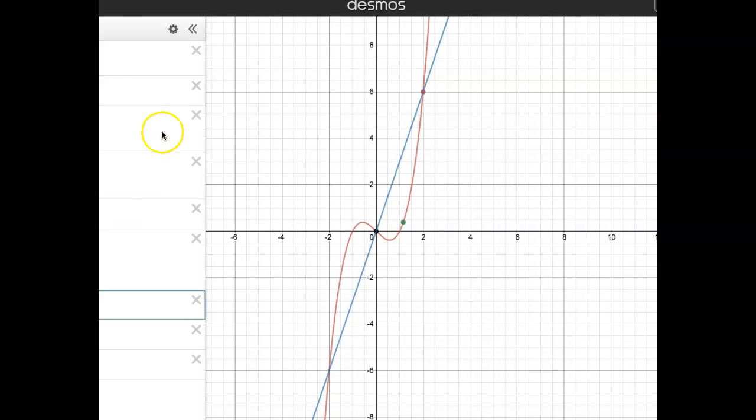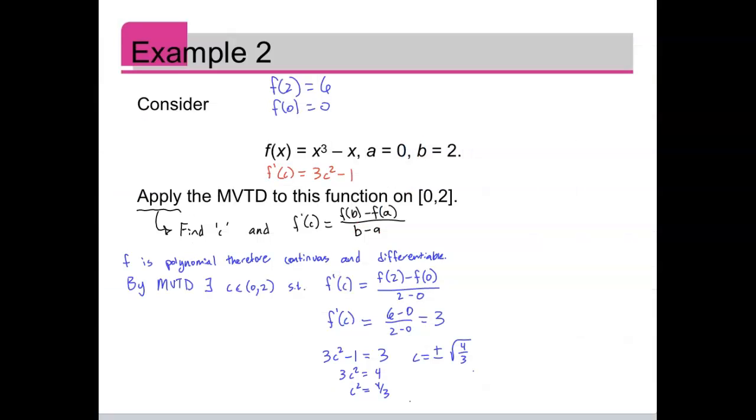Oh, but I just realized I made a mistake. I wasn't paying close enough attention, but we only care about the interval from 0 to 2, and only one of those points is on that interval from 0 to 2, and that's the positive square root of 4 over 3. So the negative one we can do away with because it's not on that interval.